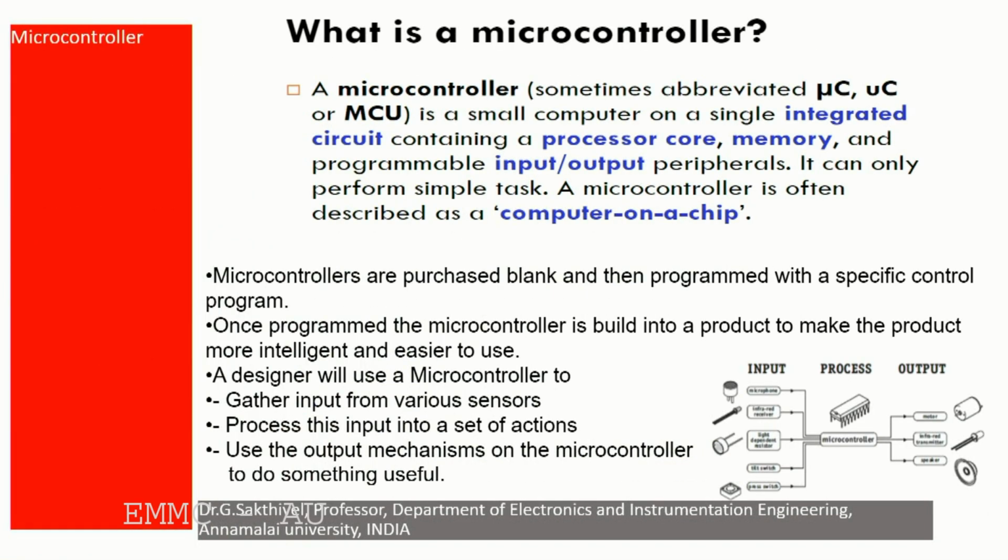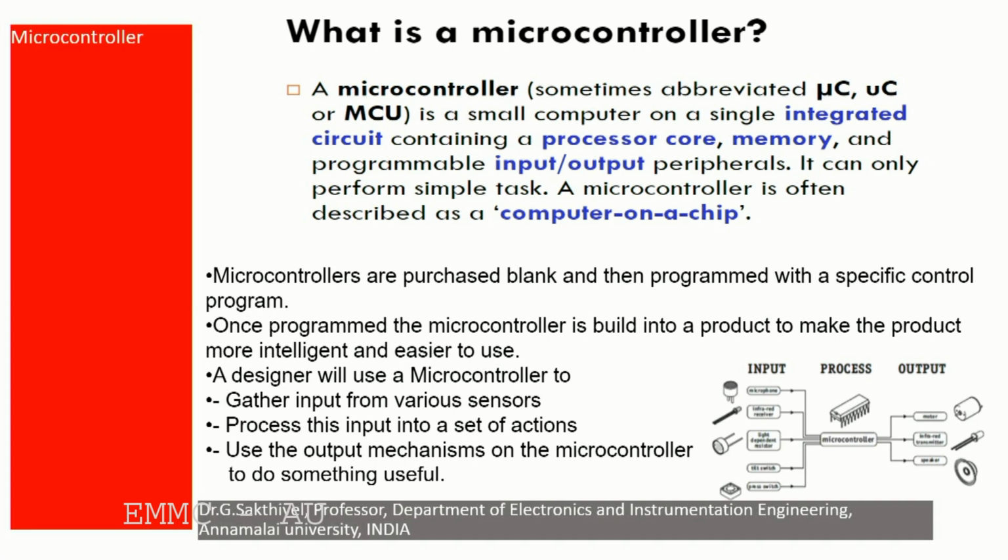So, what is a microcontroller? Let us define the terminology. The microcontroller is abbreviated as MCU or uC. It is a very small computer integrated on a single chip containing a processor core, memory, and programmable input and output peripherals. It is used for one and only one task, for some dedicated applications, not for general purpose. So, the microcontroller is often described as a computer on a chip.